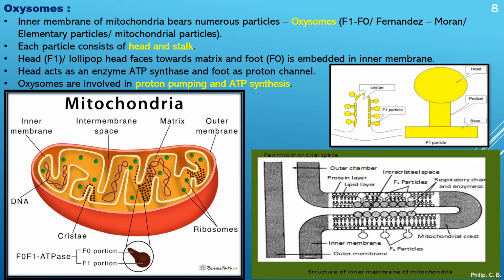Each particle consists of a head and a stalk, which you can see towards the right end, yellow in color. You can see the cristae folds on which the F1 particles are present, and in the F1 particle again you can see the head, the pedicel or the stalk part, and the basal part. Further, the head, that is F1, appears like a lollipop, a rounded structure. So you can see it's something similar like that, correct?